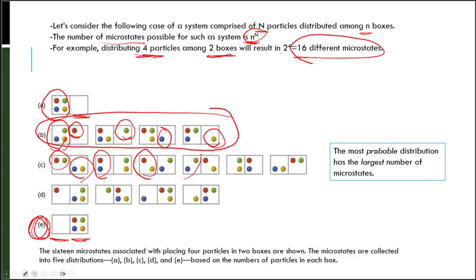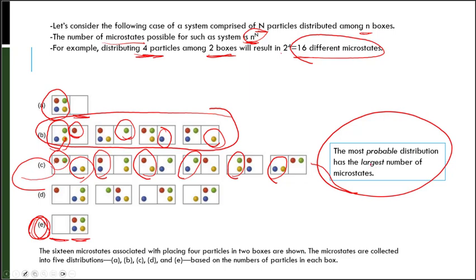I could then flip-flop everything. I could have blue and green on the left, green and yellow on the left, blue and yellow on the left. Notice that the 2 and 2 option is my most probable distribution because there are 1, 2, 3, 4, 5, 6 different microstates. That's our largest number of microstates, the 2 and 2 option.